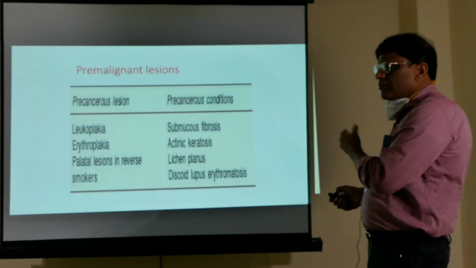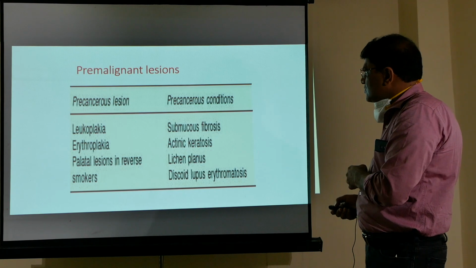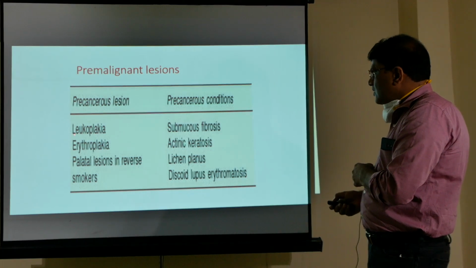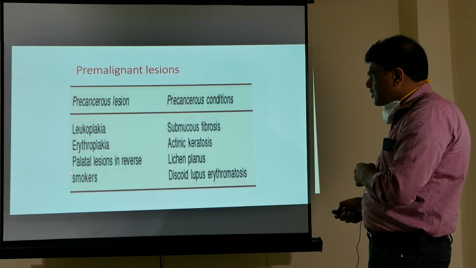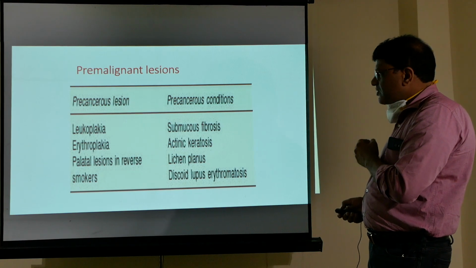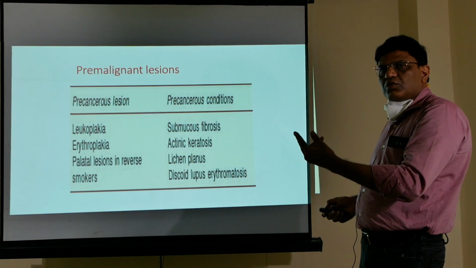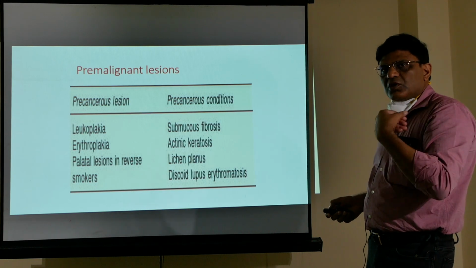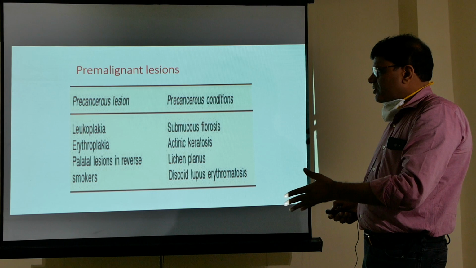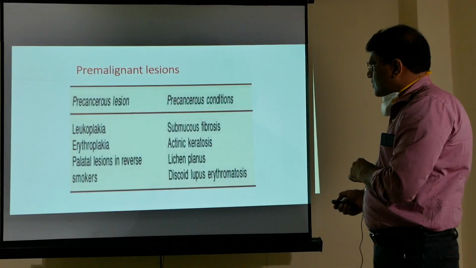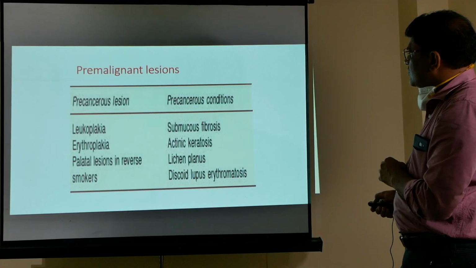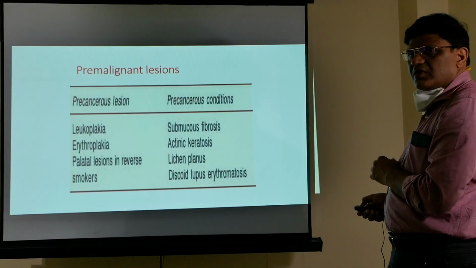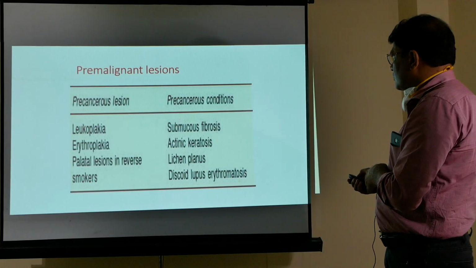Okay, now these are a few pre-malignant lesions: leukoplakia, erythroplakia, palatal lesions in reverse smokers. What is reverse smoking? The people put the burning part of the cigarette inside the mouth and then they smoke. This is notorious for tongue cancer, so you should not do that. Then submucous fibrosis, actinic keratosis, lichen planus and discoid lupus erythematosus.